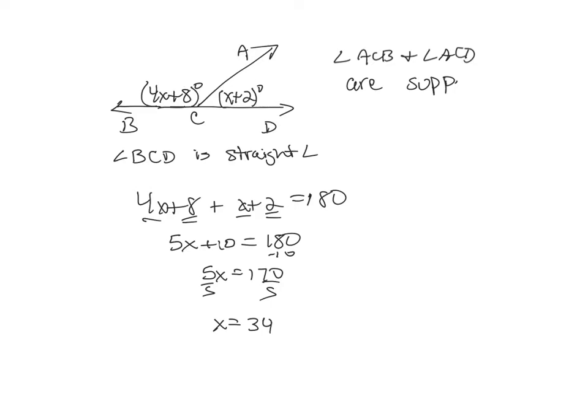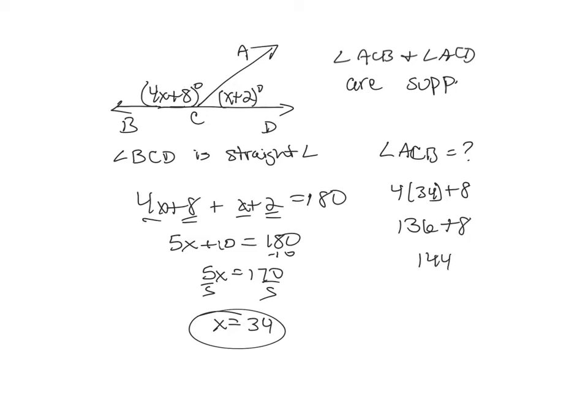And so again, be careful to answer the question. So if it said solve for x, we're good. If it said what is angle ACB, then you got to plug it back in. If it asks for the other one, I would do 4 times 34 plus 8. So 4 times 34, 120, 136, and we get 144 degrees. So just make sure that you answer the question.